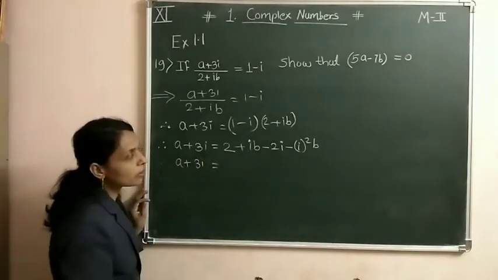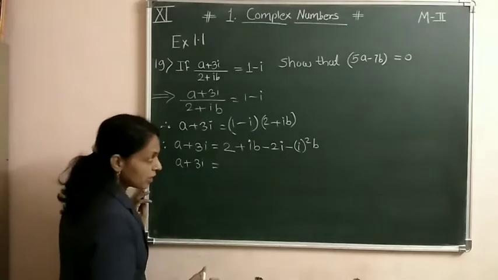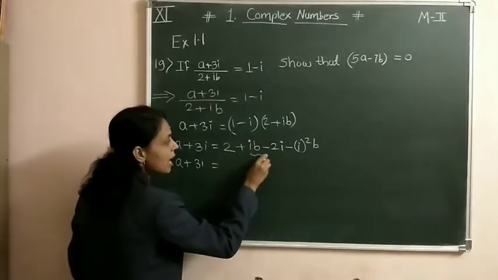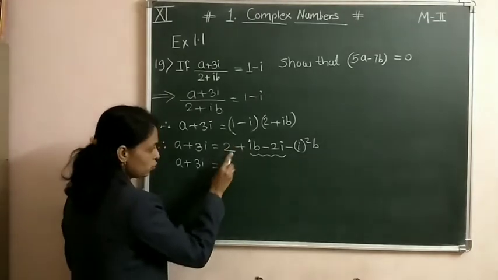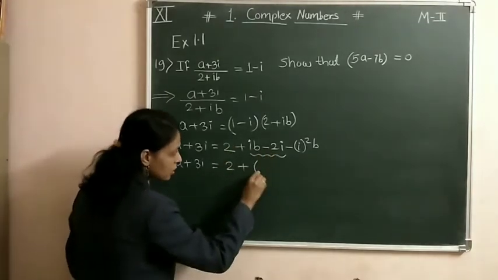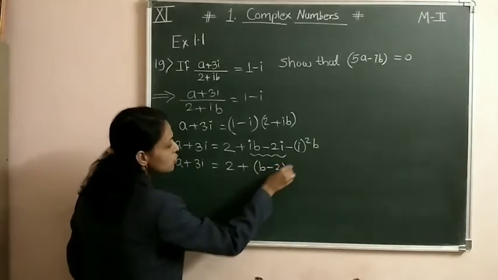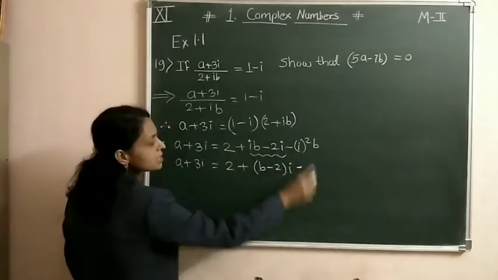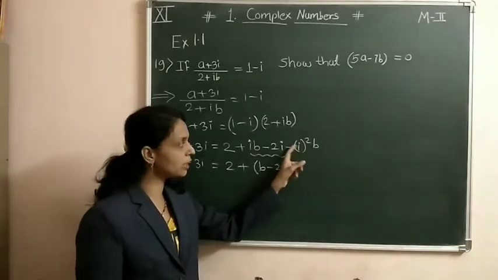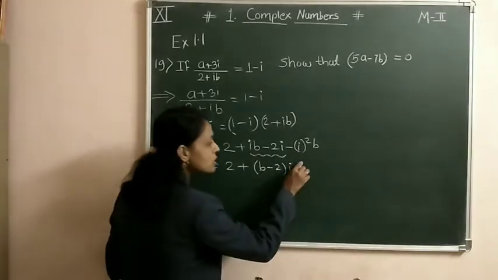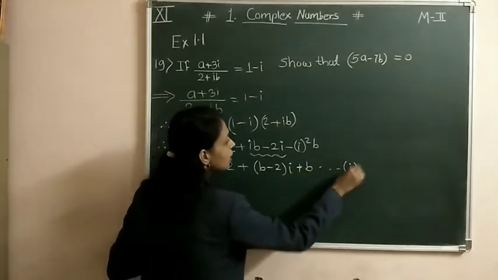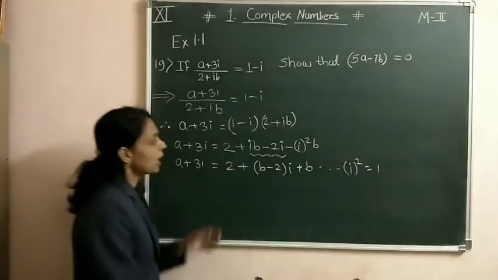Now take the like terms together. ib and 2i, both the terms contain i. Take the common i: (b - 2) into i. Now see, the value of i square is negative 1. Negative 1 into negative is positive 1, into b. Give the reason that i square is equal to negative 1.